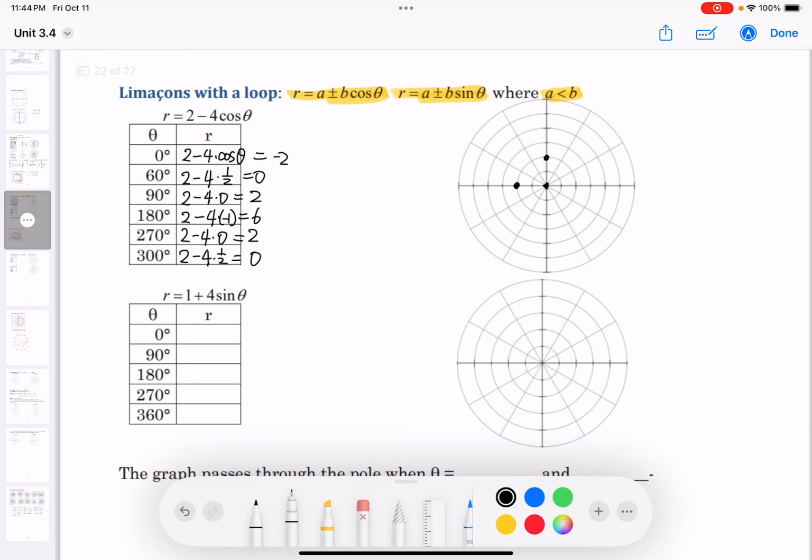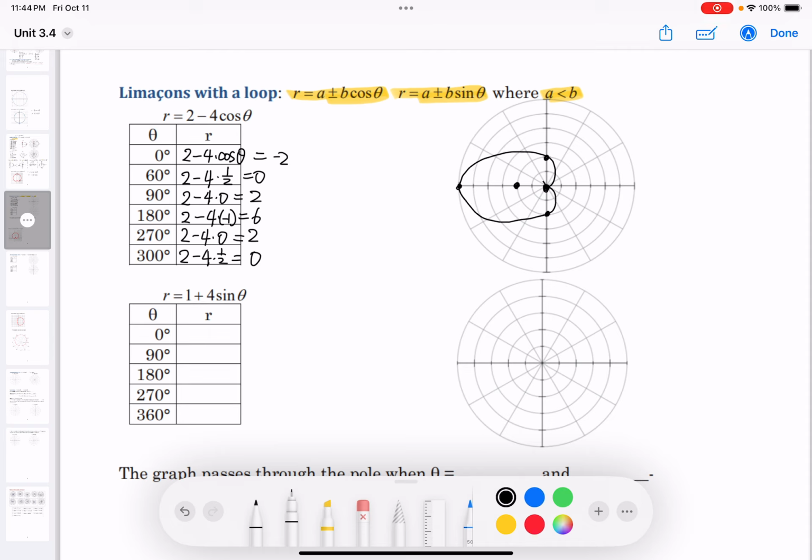Next point is 180, and r is 6. So it's a point here. Next one is 270, and r is 2. Last one is 360, and r is 0. So 360 degrees is here, and r is 0. That means at the origin. So we make a heart shape.